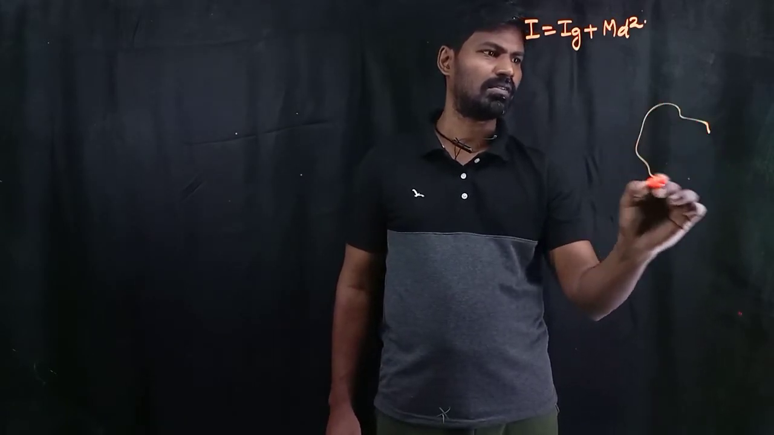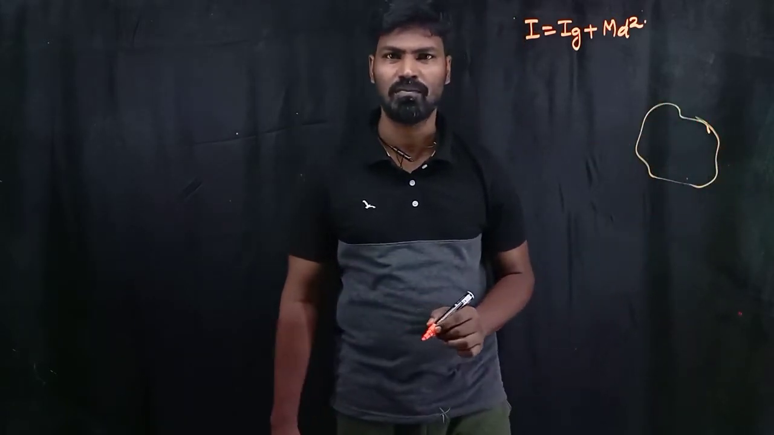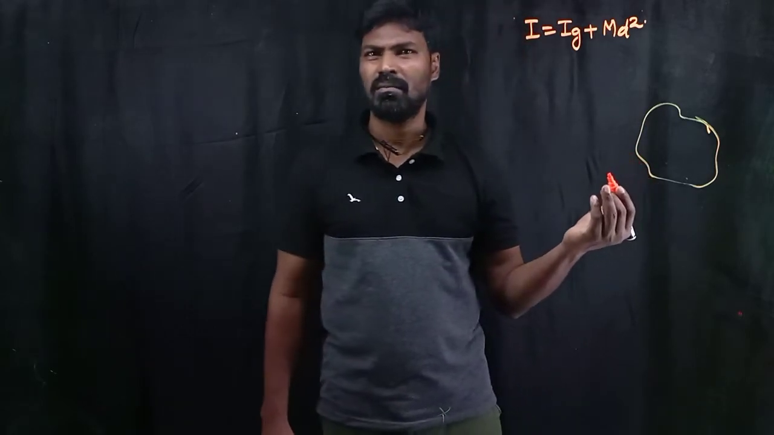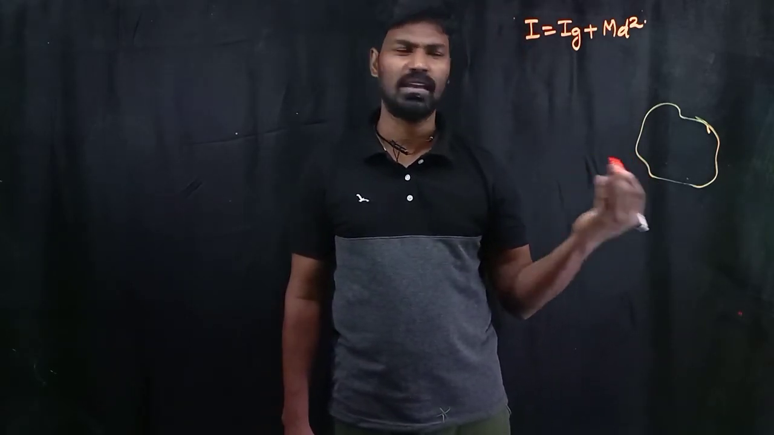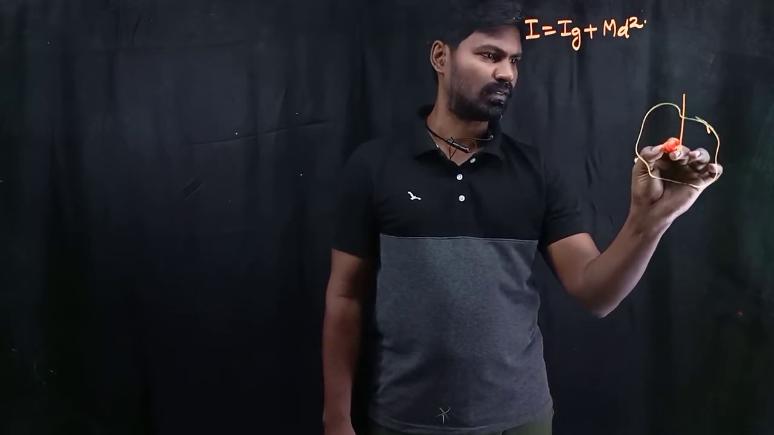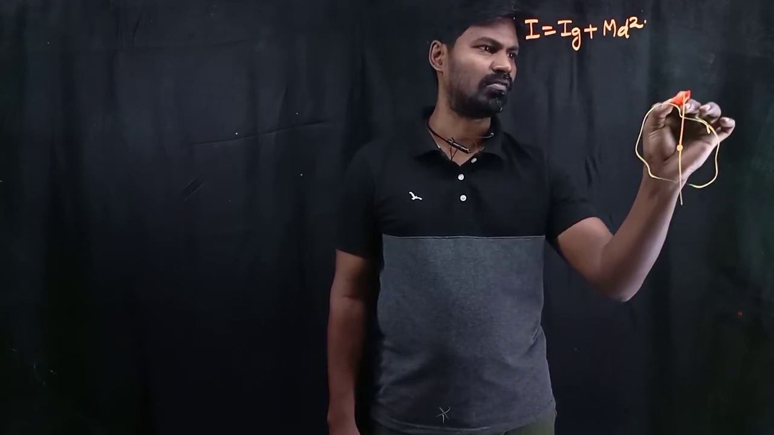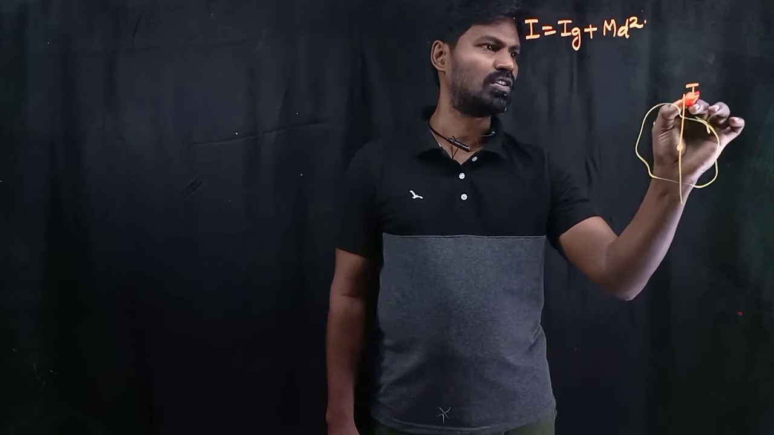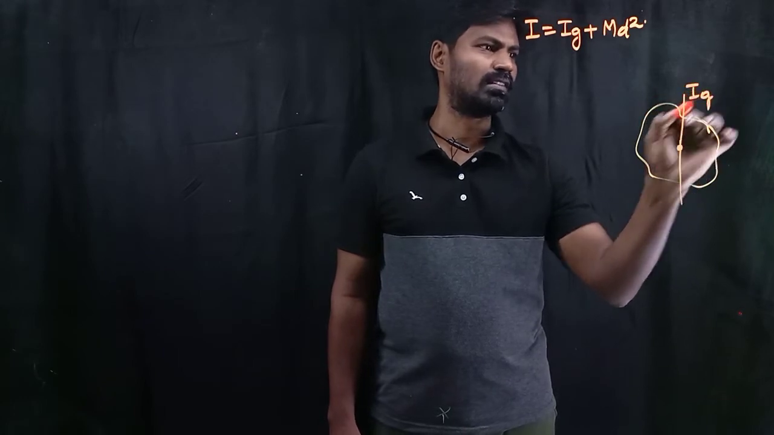For that purpose, I am considering an arbitrary shaped object. It can be a plane body or a three-dimensional body, anything it could be. First you should locate its center of mass, and imagine an axis passing through its center of mass or center of gravity. Moment of inertia with respect to this axis, I am calling it as Ig.